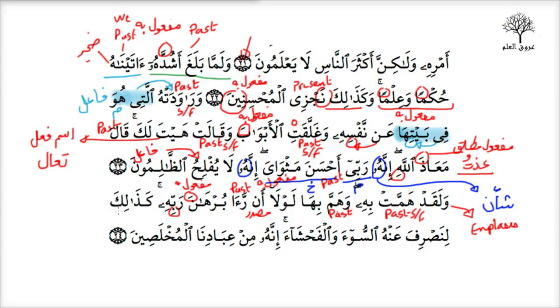كذلك, again we did كذلك above. لنصرف, this lam is harf jar. However, if ever harf jar appears on a present verb, then you always have a hidden an. So an is in here, hidden here, and this is why you give it a nasab on the end.